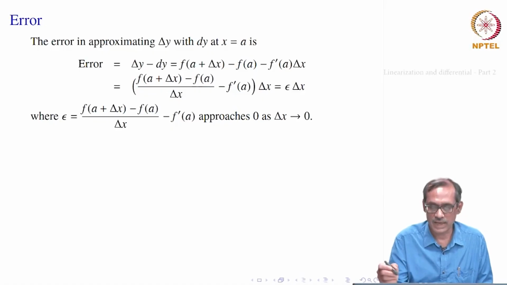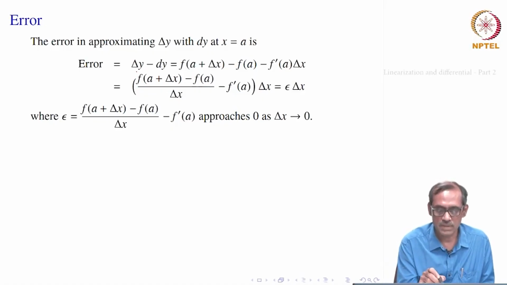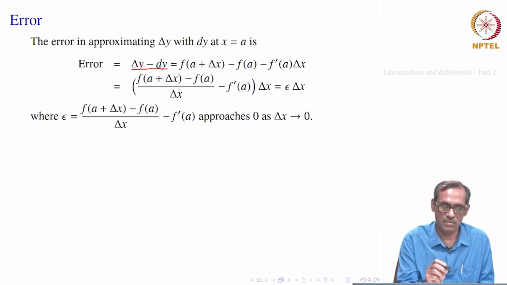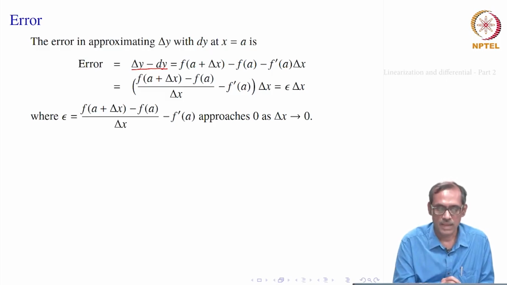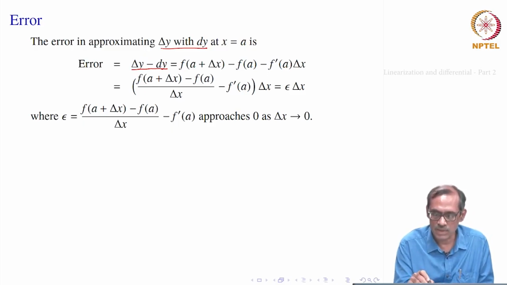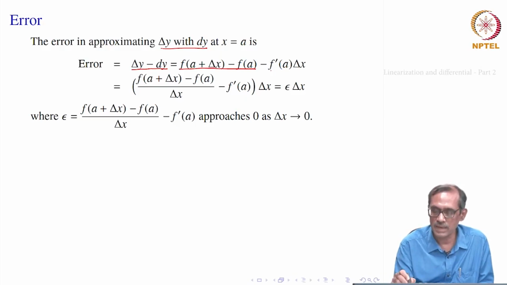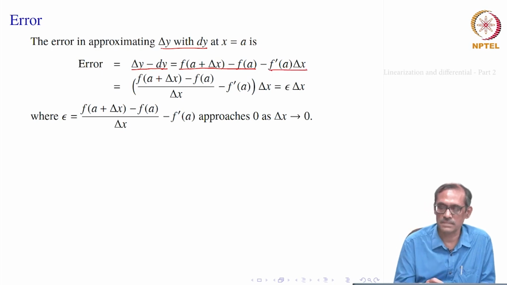So, let us see that error again, how the error was coming up. The error was coming from delta y minus dy as earlier in 0.01 times pi. So, this error in approximating delta y with the differential dy at a point x equal to a is delta y minus dy, but delta y is equal to the increment in y, which is f of a plus delta x minus f of a, and the differential dy is f prime a times delta x.